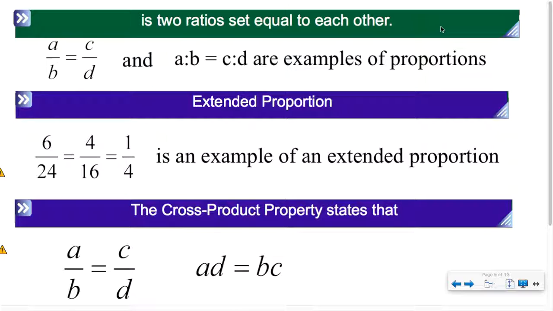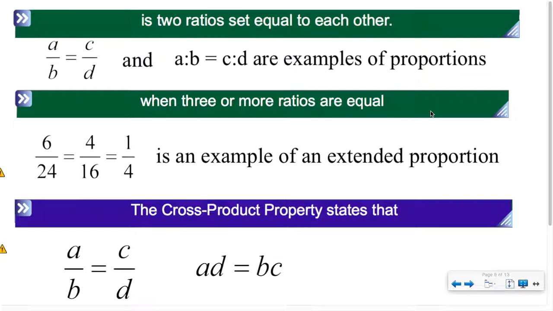Proportion. 2 ratios set equal. An extended proportion, 3 or more ratios that are equal to each other. So a proportion is just 2 fractions that are equal. An extended proportion is 3 or more. This kind of comes into effect when we're comparing sides of triangles. There's 3 sides to a triangle. Or like quadrilateral or we're using extended proportions to compare them.